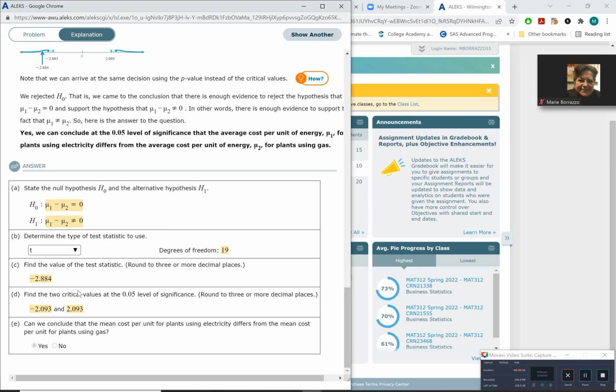Since this is the case, can we conclude that the mean cost per unit per plant differs? So it differs. That means that we're going to reject the null, and therefore yes. You could see that our OV is greater than our CV. OV greater than CV, we're going to reject the null. Therefore, yes, this is different. It differs. Okay? So that's this type of lesson.